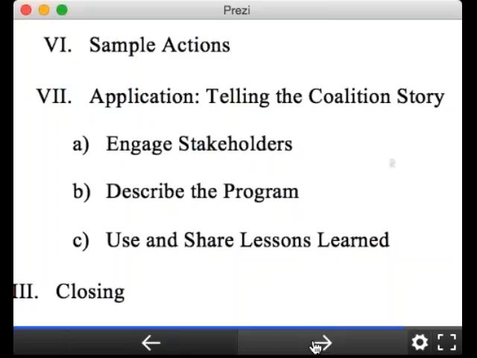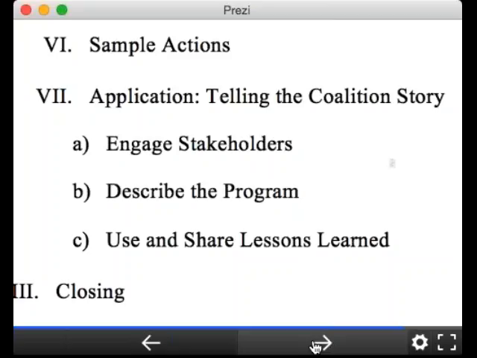So when we're talking about engaging stakeholders, describing the program, using and sharing lessons learned, this is the part of the storytelling itself. So one of the things I think it's important to figure out is, are we telling our story in a really accurate way, or are we having challenges with that?